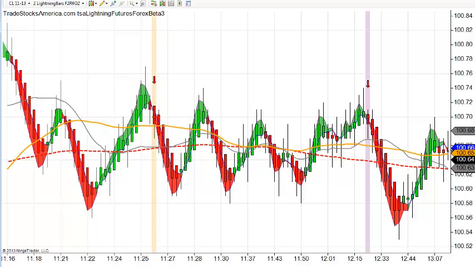We're looking at a crude oil chart right here. We're using the Futures Forex Beta 3 CL 11-13, which is using the lightning bars. We've gotten a couple questions about the lightning bars. Let me go right down this list here.